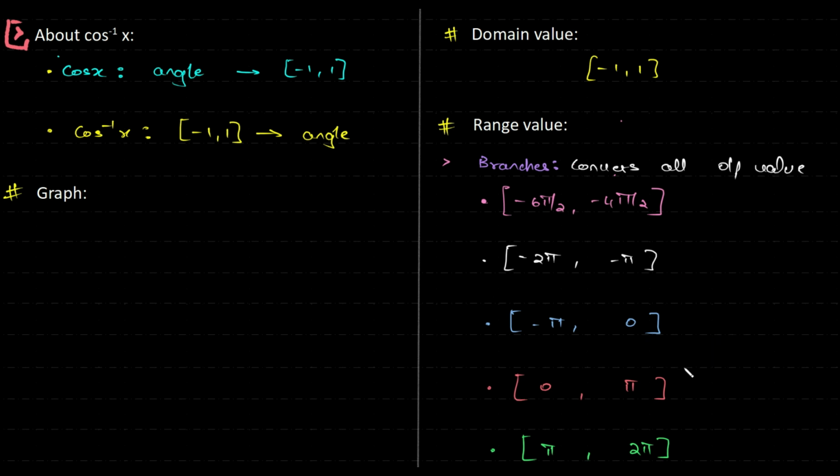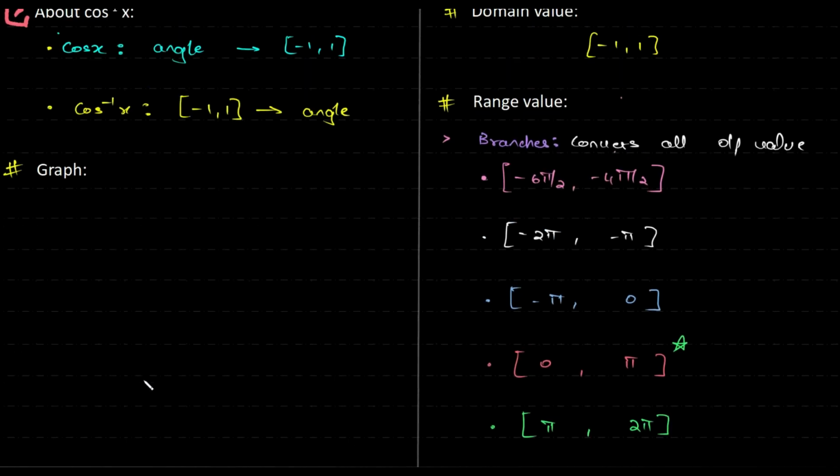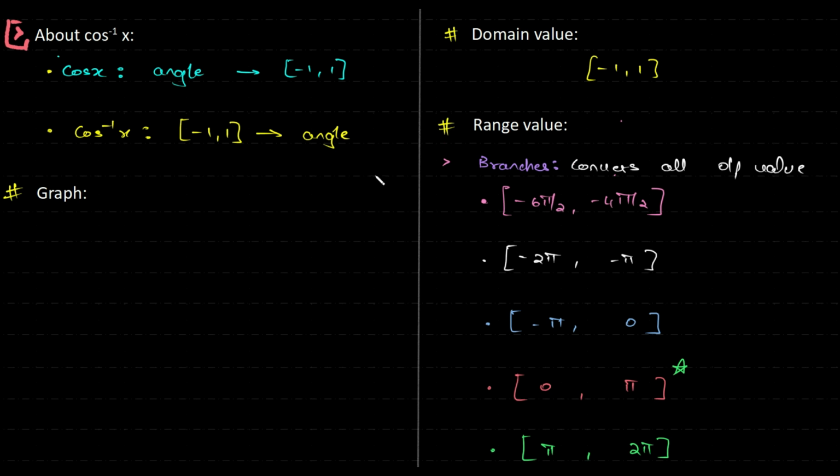Yes, it is 0 to pi. So the principal branch for cos is 0 to pi. Again, the reason we can understand from unit circle. So if you guys understand that, this will make sense. At last, we have the graph that we need to discuss.